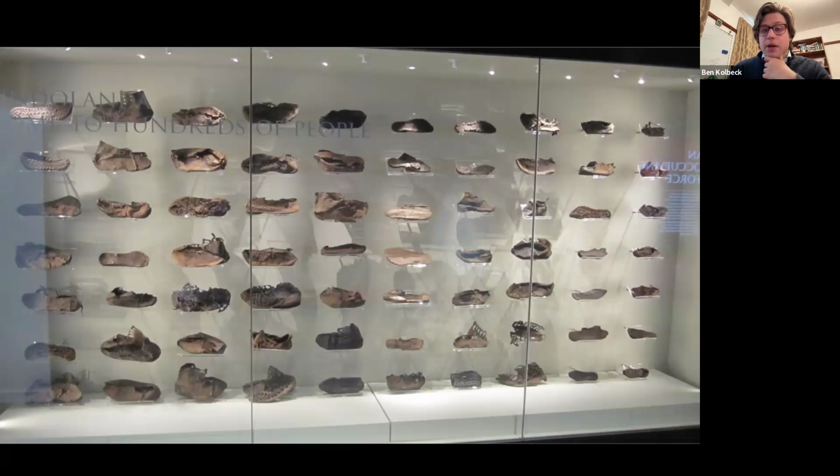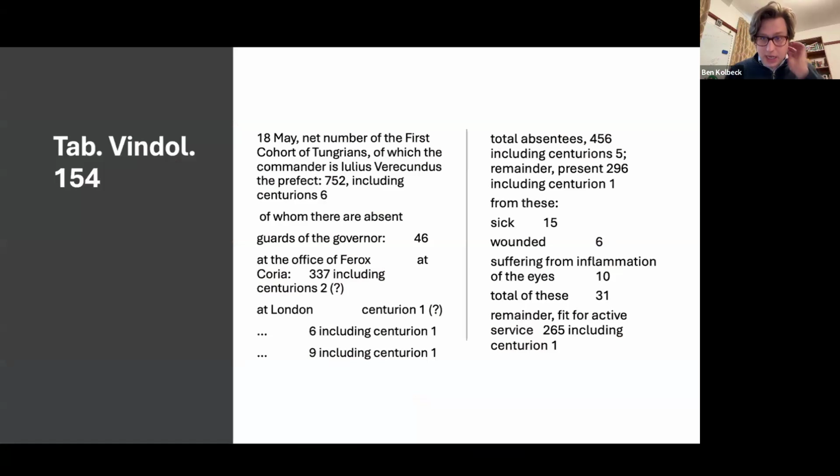Including a large number of children's shoes as well. Very far more than if the only children there were the children of the commander and the other officers. So this is not a regimented, very disciplined, very male-oriented society. Actually, it's a much more mixed community in reality than perhaps the rhetoric of the Roman army would suggest.